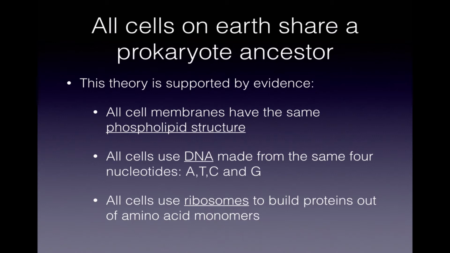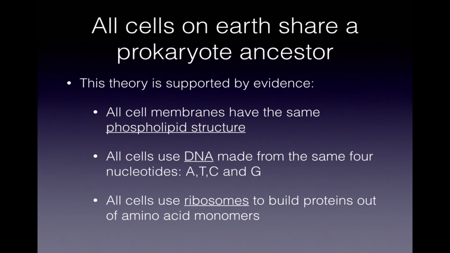They're considered to be the most primitive cells out there, and they've been around the longest. And this theory that prokaryotes were the first cells to evolve on Earth is supported by basically three different lines of evidence. Okay, the first line of evidence says that all cell membranes have the same phospholipid structure. So if you look at cell membranes from plants, animals, fungi, and bacteria, they're all built from a double layer of phospholipids. It's the same type of structure.